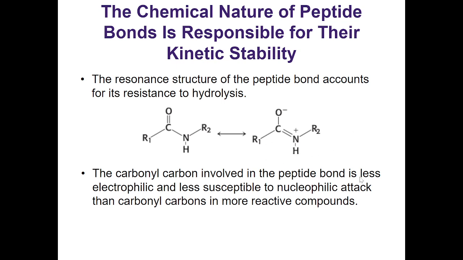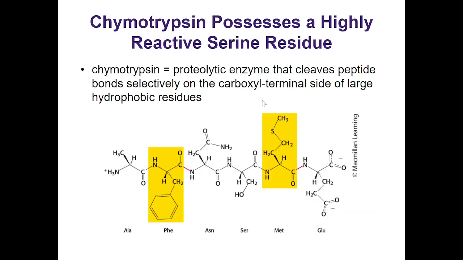So the carbonyl carbon involved in the peptide bond is less electrophilic. It's the carbonyl carbon there, and it's less susceptible to nucleophilic attack because of this resonance structure right here. This is why we normally don't get water attacking this in an SN2 or an SN1 reaction. It has this resonance form stabilizing it, so it's more stable than most carbonyl carbons.